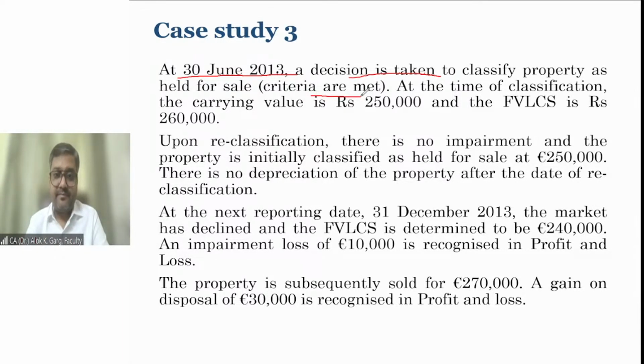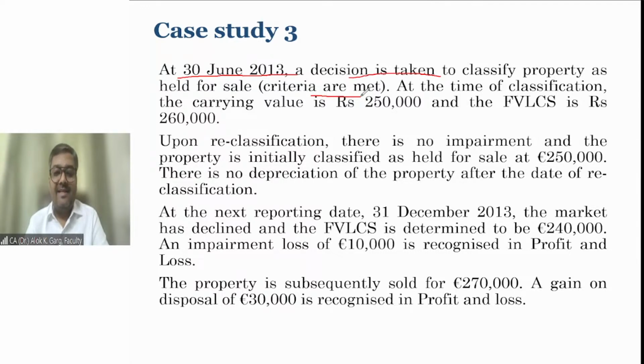Friends, in the first paragraph, 3 information is given. The date is 30th June 2013 and that date is the held for sale date, right? It is a property. So it means this property is moving from Ind AS 16 to Ind AS 105 on 30th June 2013. At the time of classification, carrying value is given and fair value less cost to sell is given.